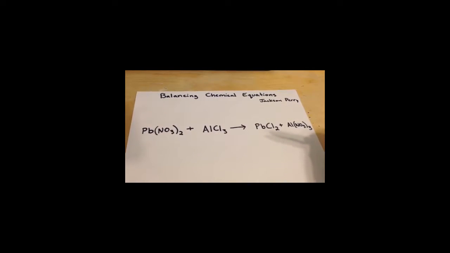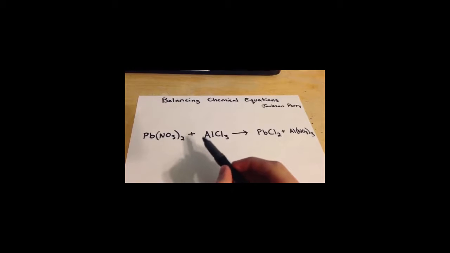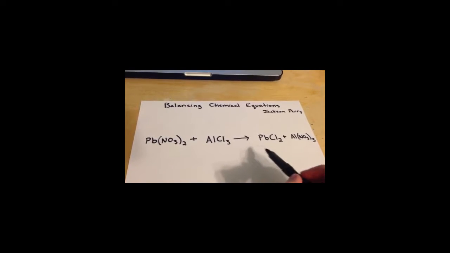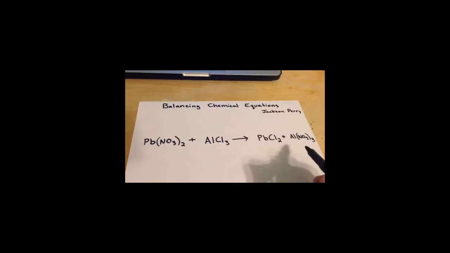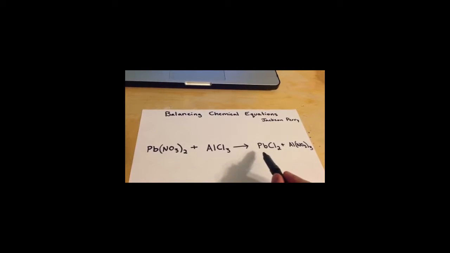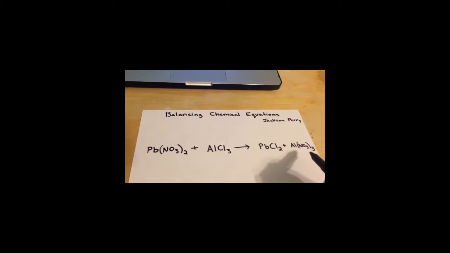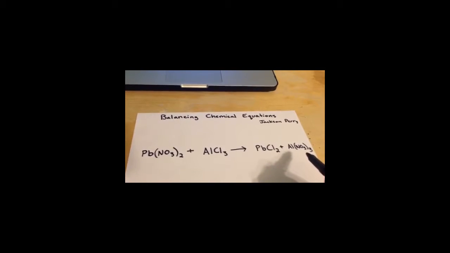Jackson Perry here with how to balance a chemical equation without using a t-square. This equation reads, lead nitrate plus aluminum chloride yields lead chloride and aluminum nitrate. Starting with lead, we have 1 on this side and 1 on this side. Nitrates have 2 on this side and 3 on the other side, and that's where we encounter our first problem.